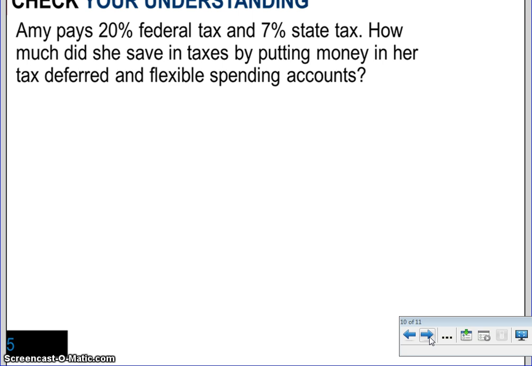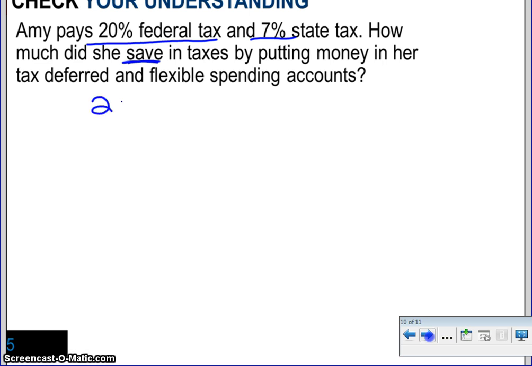Go ahead and complete the last check your understanding. When you're ready, go ahead and come back. All right, it says Amy pays 20% in federal tax. She pays 7% in state tax. How much did she save in taxes by putting her money into tax-deferred and flexible spending accounts?